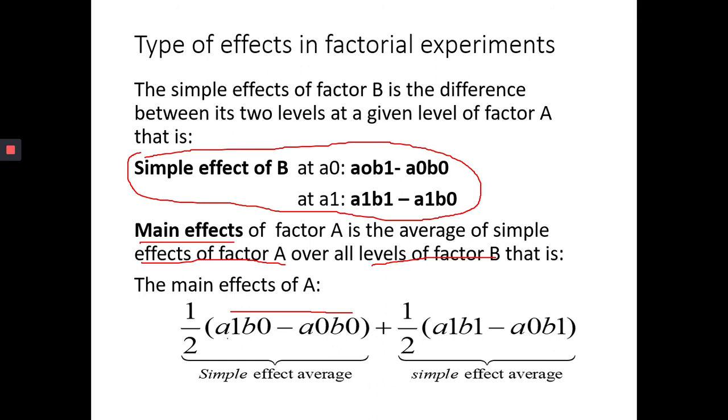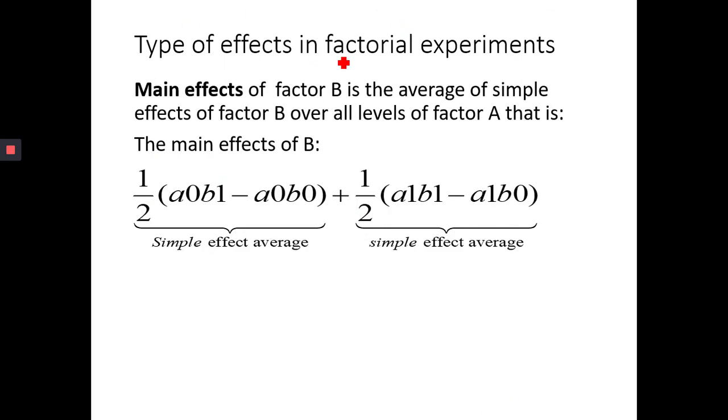Now look, the main effects of B is the average of simple effects of B over all levels of factor A. That is A0. You see, this is the effect of B over A0, and this is the effect of B over A1. So the average of this, if we add this, average of this plus average of that will give us the main effect of factor B. Think about it. These things are practical. You will appreciate what we mean when we talk of main effects. What do we mean when we talk of simple effects?